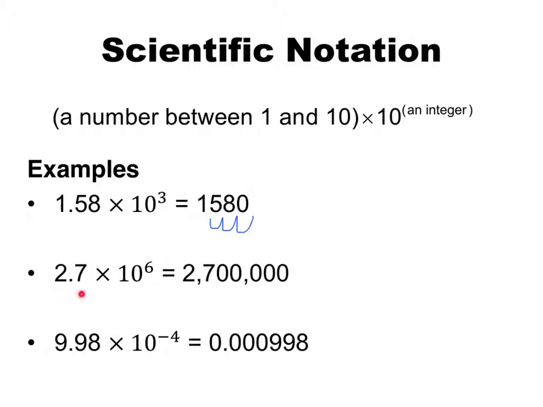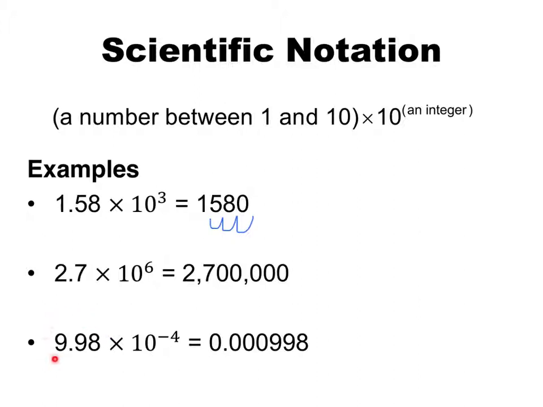Here's another example, 2.7 times 10 to the 6th. And so we move the decimal point over 6 places, so 1, 2, 3, 4, 5, 6. And so here's the decimal equivalent, 2,700,000.